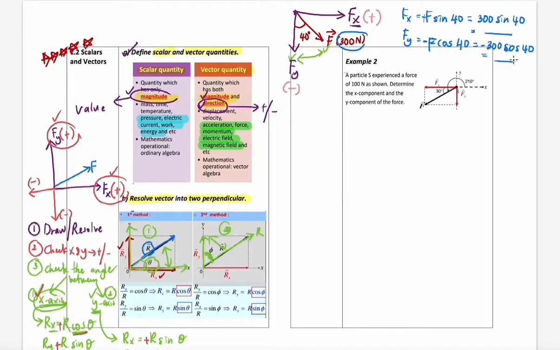Lepas tu kita tekan sahaja calculator dan kita akan dapat the final answer. Okay, you should be able to get 300 sin 40, 300 sin 40, you would get 192.8 Newton. Yang lagi satu is negatif, jangan lupa negatif 300 cos 40. Ini akan jadi negatif 229.81 Newton. Kenapa dia ada Newton? Sebab kat sini is the force, unit of force is Newton, so kat sini pun you have to write Newton lah. Okay, so that's how we do it.